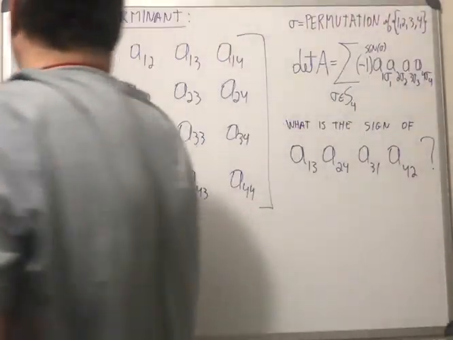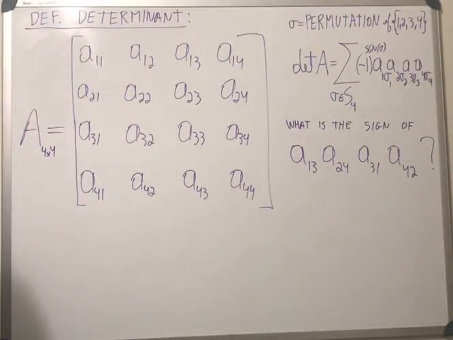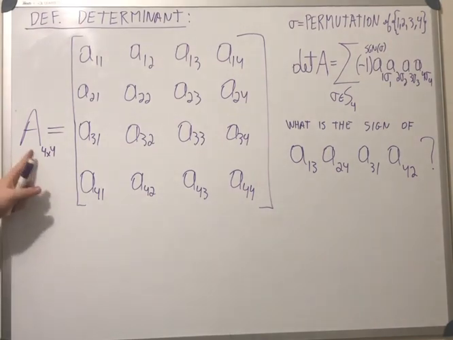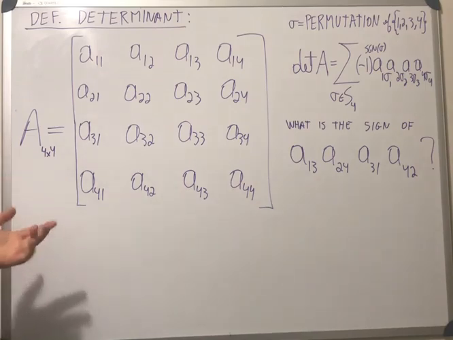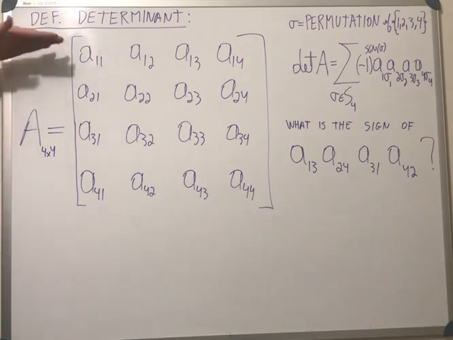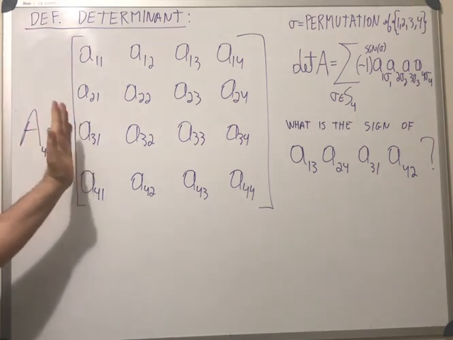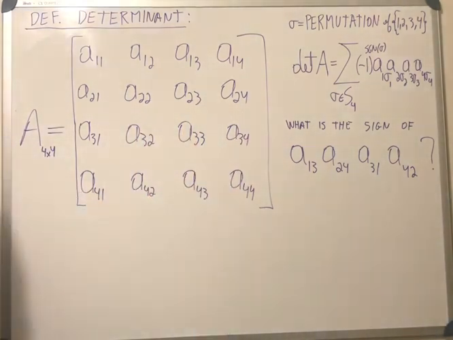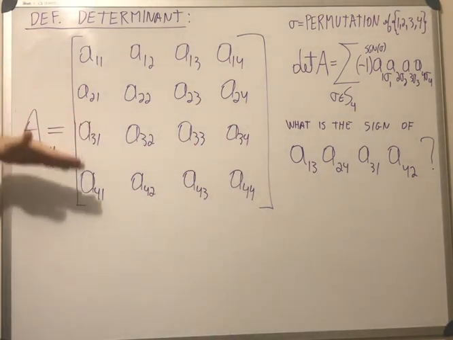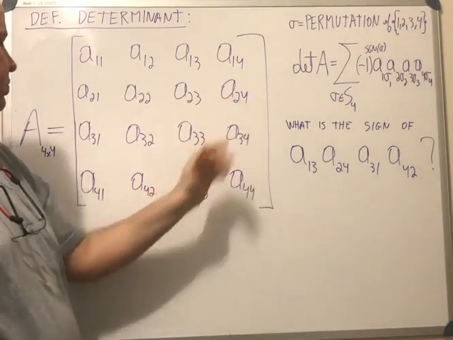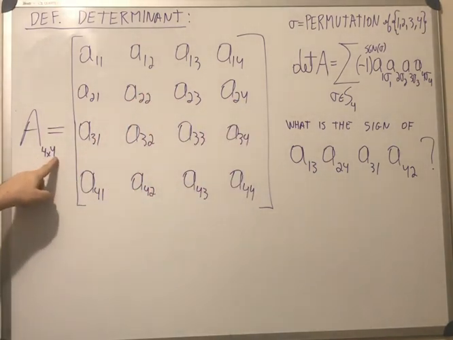Hello, let's talk about the definition of determinants, right? And I will illustrate with this 4 by 4 matrix A. First of all, we only define the determinant for square matrices, okay? So a square matrix is a matrix which has the same number of rows as the number of columns, okay? So in this case we have 4 rows and 4 columns. So it's a 4 by 4 matrix, or a matrix of dimension 4 by 4.